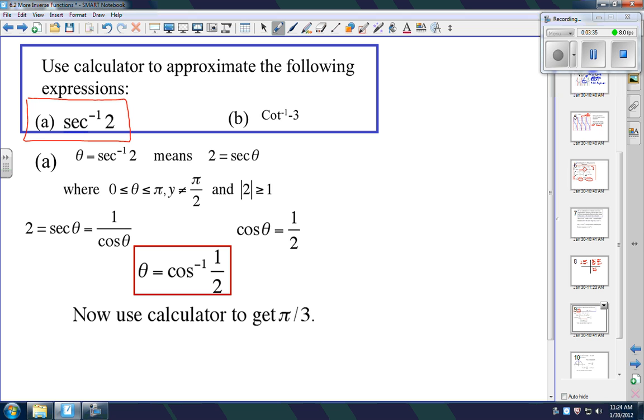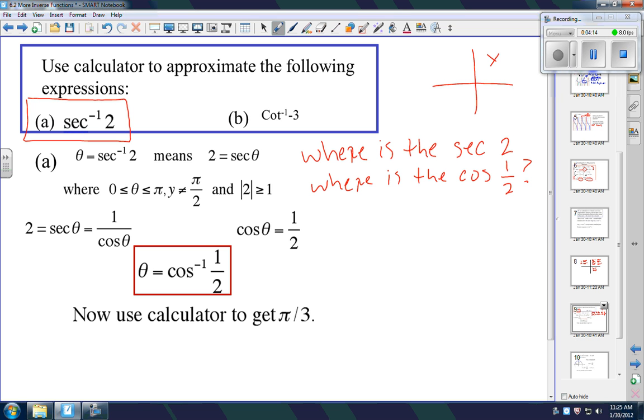Inverse secant of 2. Okay, so let's just do part A here. So the question it's asking you is where is the secant 2? Okay, again, I'm not good with secants, but it's the same question as where is the cosine 1/2? Okay, that's going to be something we're going to be able to understand a little bit better. Right? So, inverse cosine is defined here and defined here.